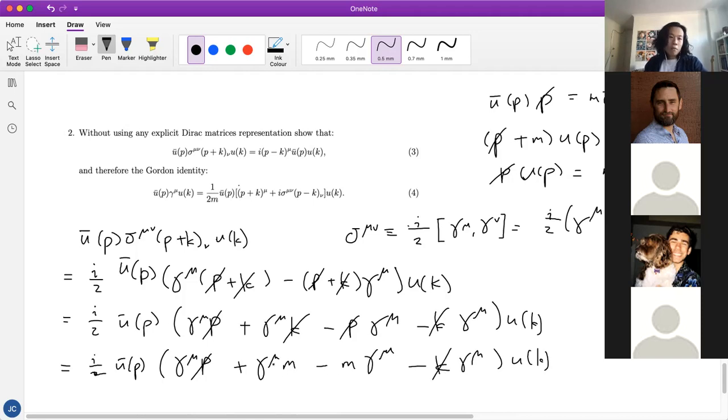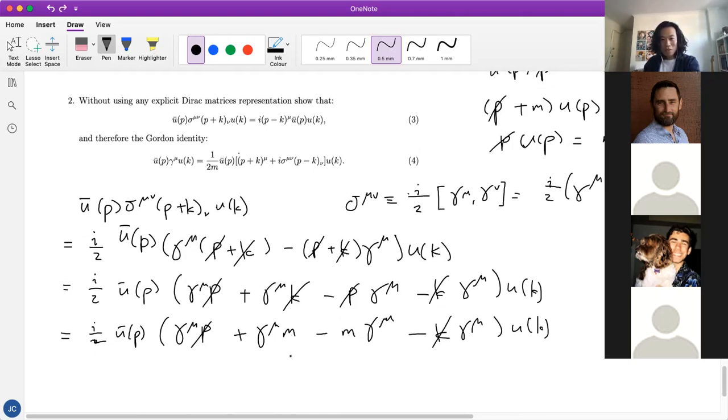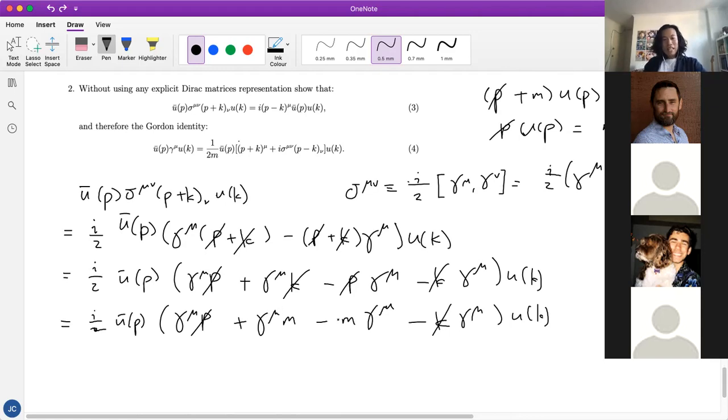Okay, so now M commutes with gamma. So this is the same as this. So these two terms cancel each other out. Okay, shouldn't cross things out when I'm using a slash notation. So yeah, you can see these two cancel out. So we end up with just i on 2 U bar P gamma mu P slash minus K slash gamma mu U of K.